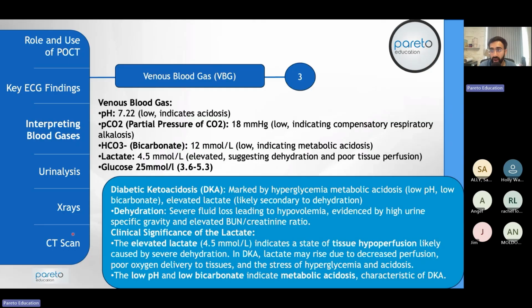These patients require, well, actually, let me ask yourselves, what if you do find a patient with diabetic ketoacidosis, what kind of treatment do these patients require? What do we need to do?